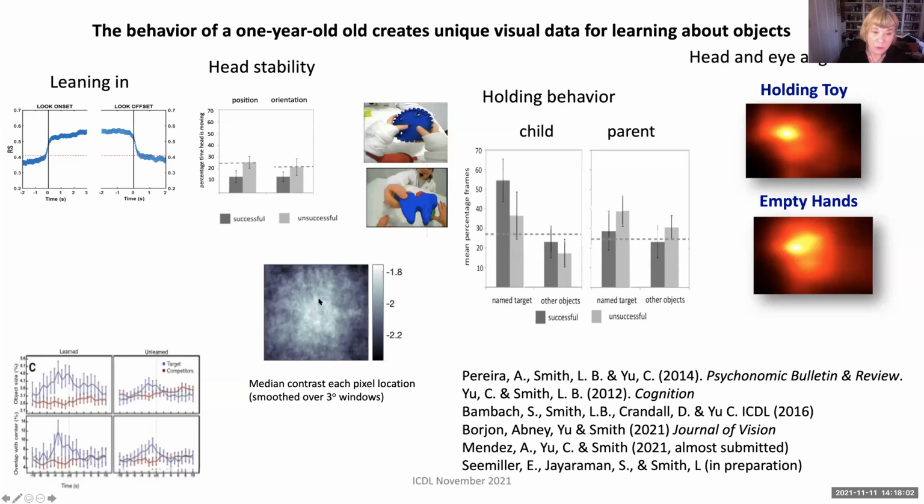In some newer work that I'm doing now, I'm looking at what holding does to the low-level visual properties of the input. And what it does is it puts high contrast at the center of the head-centered frame of reference. So this is the median contrast at each pixel, 3-degree windows, over 60,000 images of holding. High contrast in the center, greater visibility. These babies are using their bodies to make really good visual information for learning about objects.